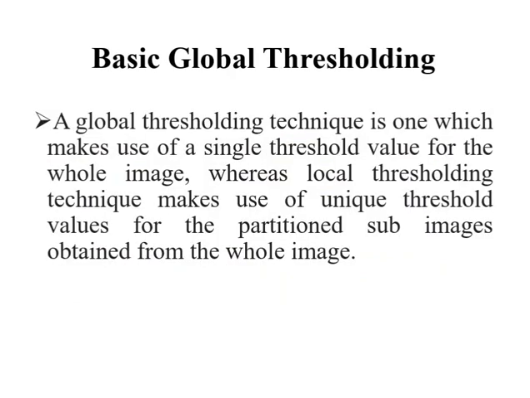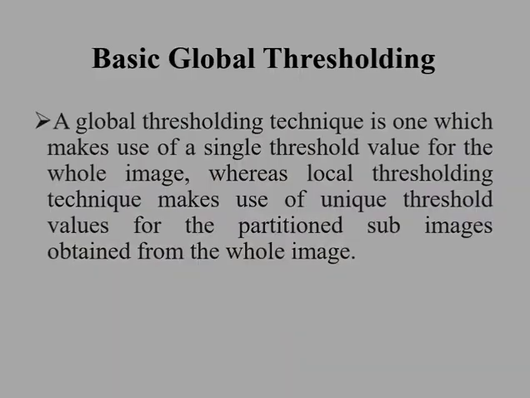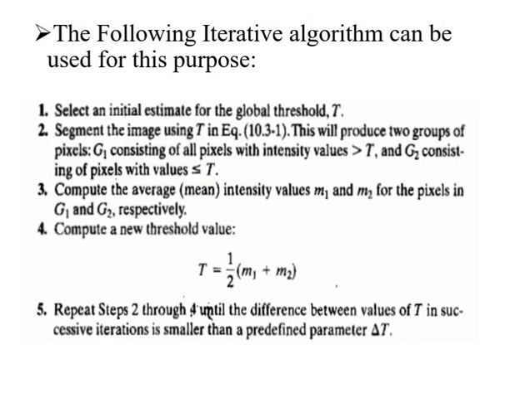The next topic is basic global thresholding. A global thresholding technique is one which makes use of a single threshold value for the whole image, whereas local thresholding techniques make use of unique threshold values for partitioned sub-images of the whole image. In most applications there is enough variability between images that, even if global thresholding is a suitable approach, an algorithm capable of automatically estimating the threshold value for each image is required.